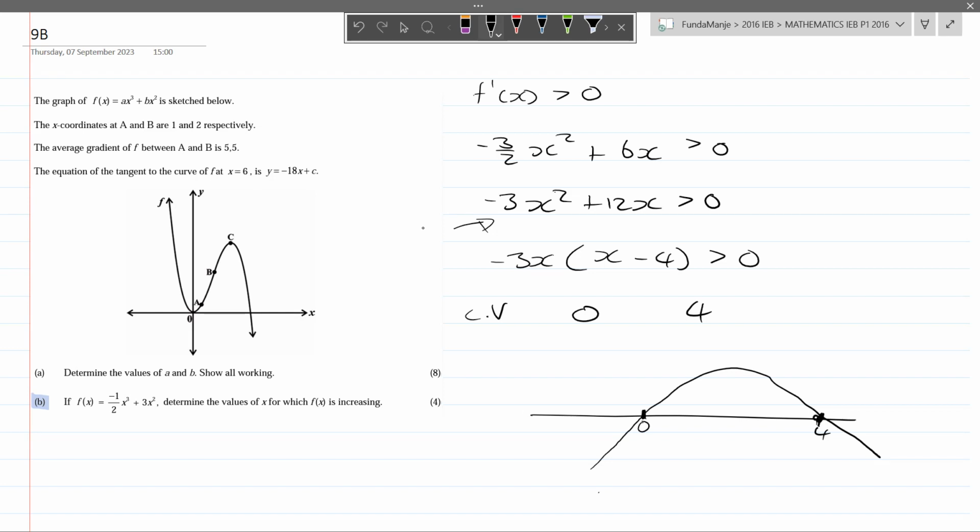So in between 0 and 4, or is it outside the boundaries? We look at the region we're looking for. When it's greater than 0, it's going to be within this bounded region, which means the values of x for which this graph is increasing is when x is in between 0 and 4. So when x is greater than 0 but smaller than 4.